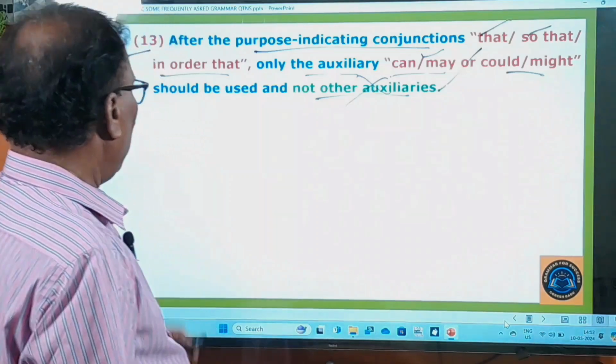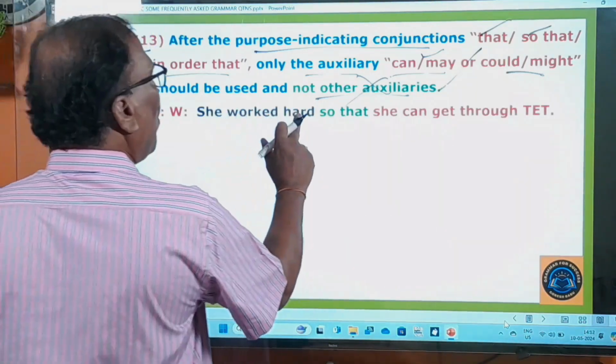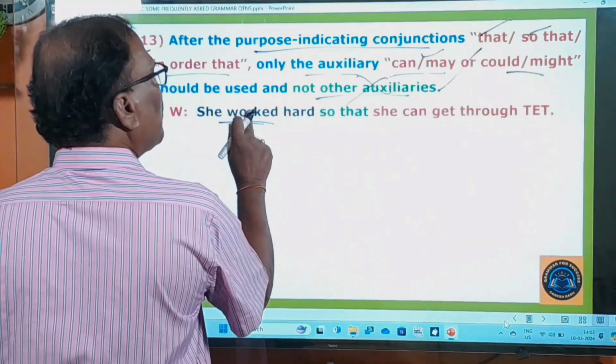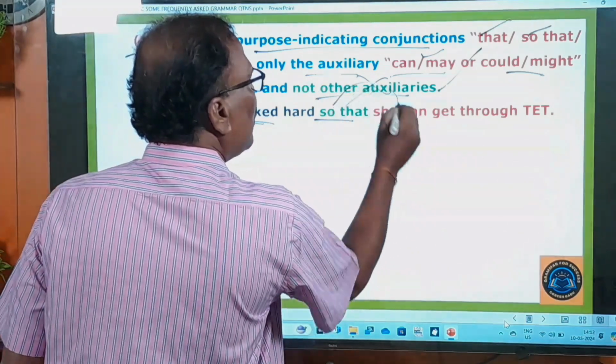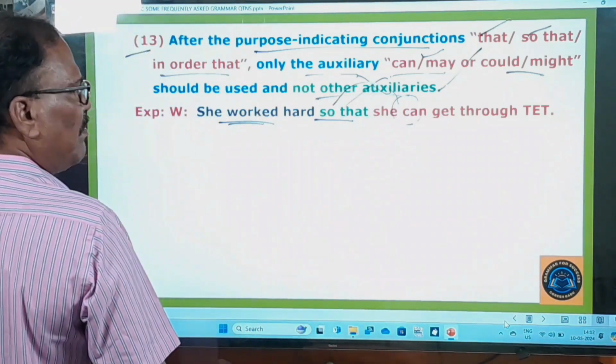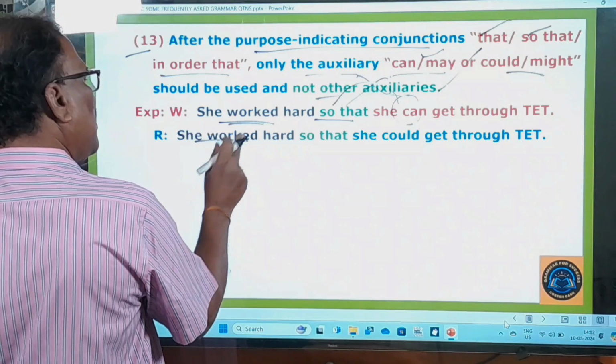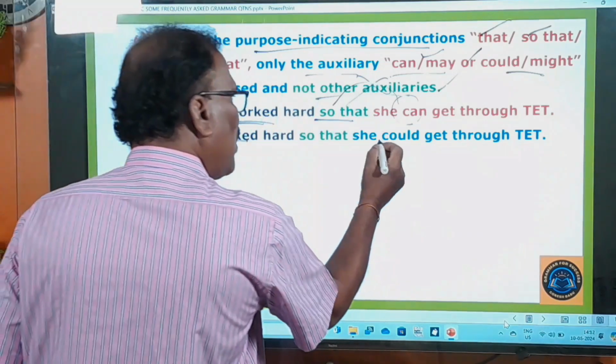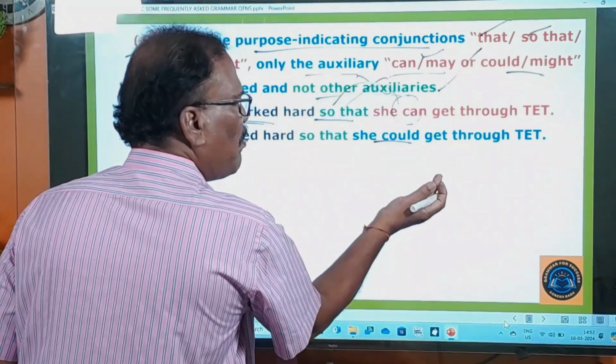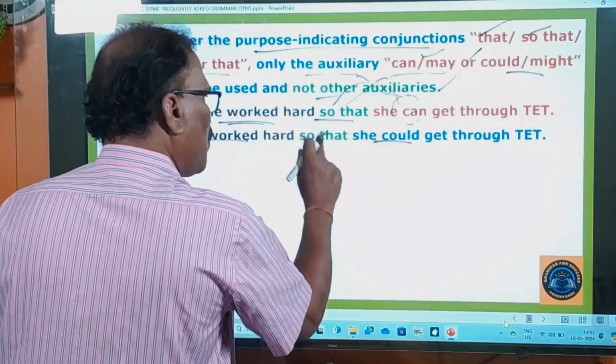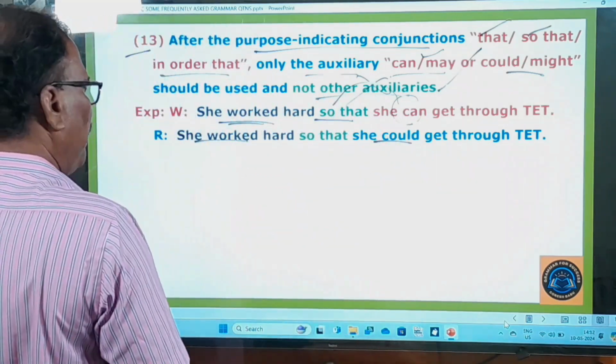Okay, right. Here you pay attention. She worked hard, so the sentence is in the past, but here after so that, can is used wrongly. Since the sentence is in the past tense, we should use only the relevant past tense. What is the past tense of can? Could. So therefore, so that she could get through TET.